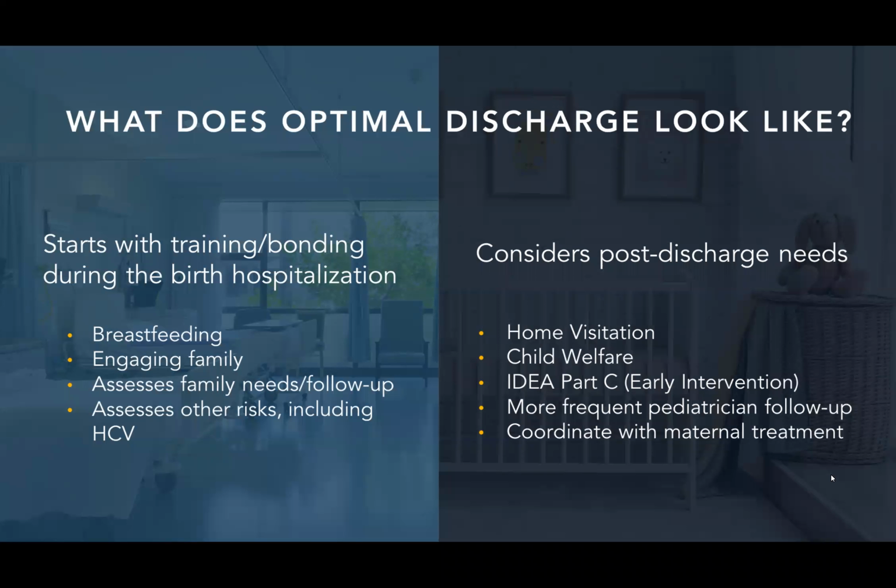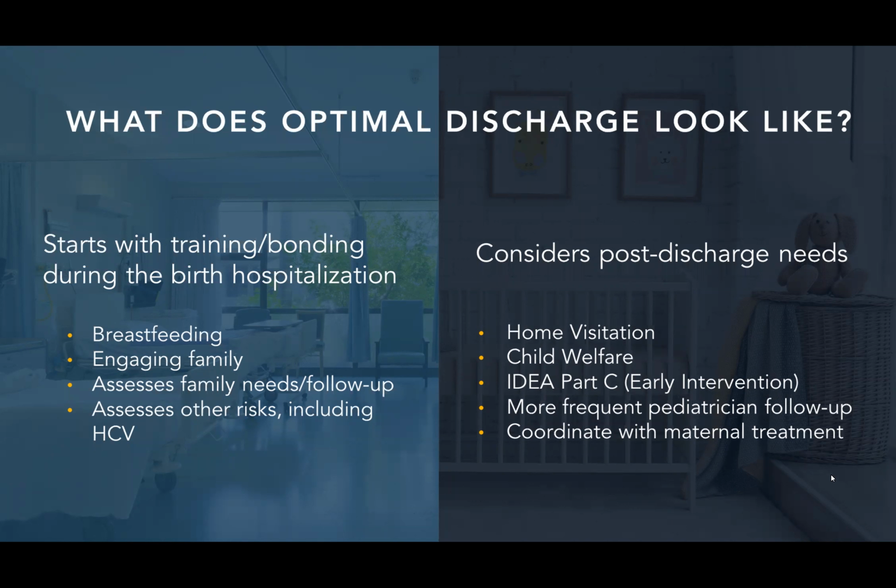So what does an optimal discharge look like? I do believe it begins in the hospital, at the birth hospitalization, encouraging breastfeeding when that's appropriate, and engaging the family early on. I think sometimes we have these long NICU hospitalizations where we disengage families and we sort of lose them at the beginning. It means assessing the family's needs at the very beginning, engaging them in follow-up, and assessing other risks, so hepatitis C and mental health needs for mom. It considers the post-discharge needs, like home visitation, engagement in the child welfare system, IDEA Part C or early intervention. Perhaps we need more frequent pediatrician visits, as well as better coordination with maternal treatment and maternal follow-up post-discharge.